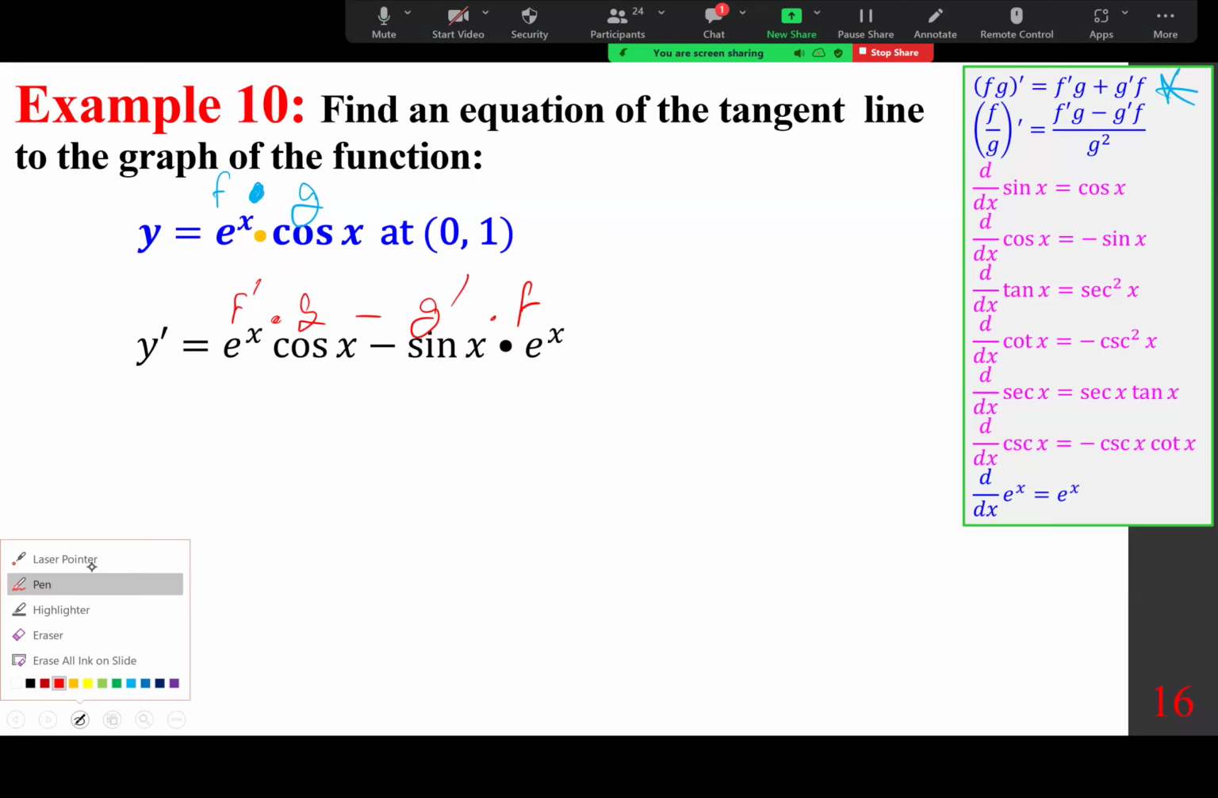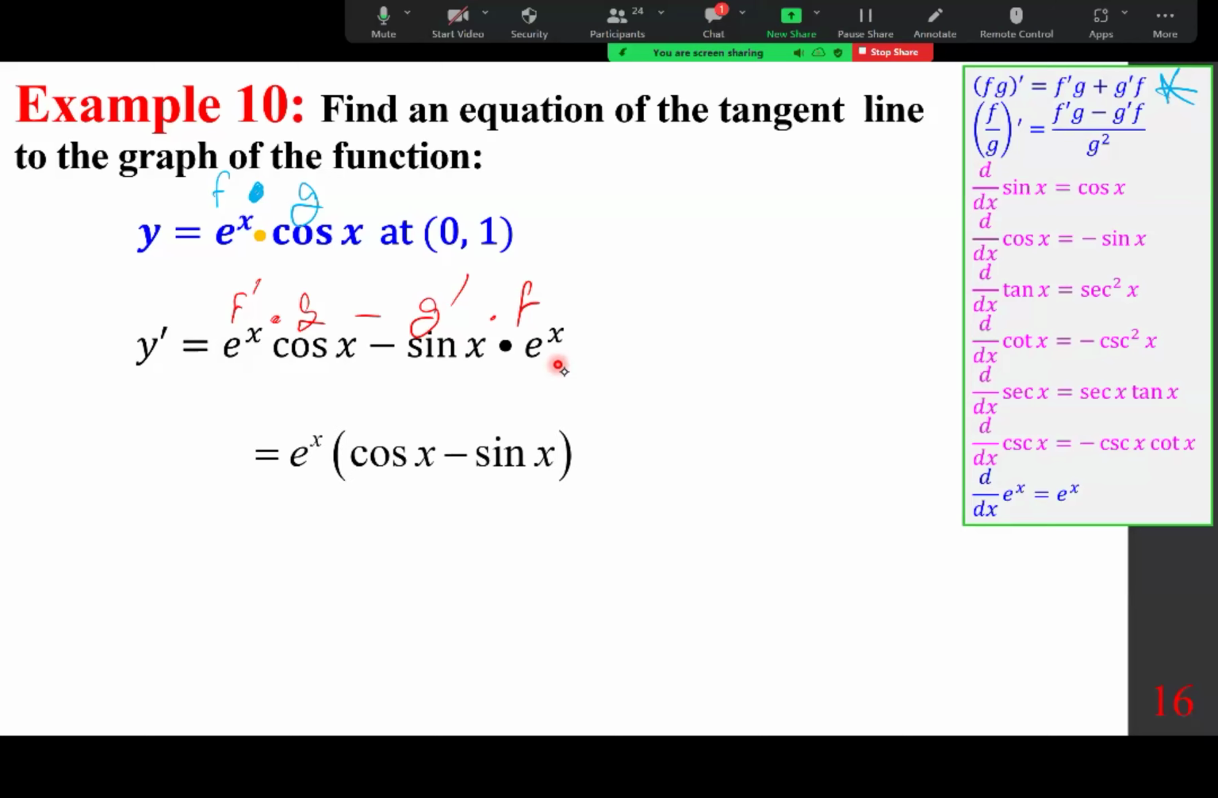Okay. So one more time. E to the power of x is itself times cosine x, plus cosine gives you negative sine x times the first one, e to the power of x. So you can factor out e to the power of x. Now, this is y prime, and it is not the slope of a tangent line. It becomes the slope of a tangent line when you pick any x coordinate. Specifically, we want at x equals 0.